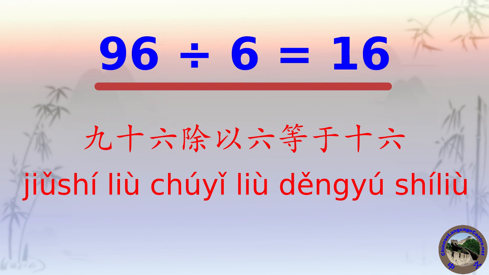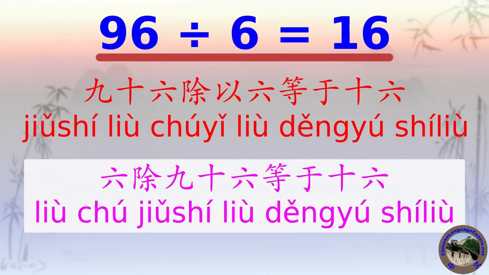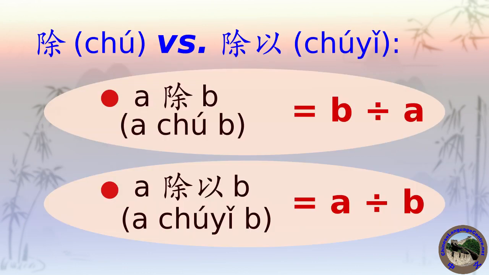We know this equation is read as 96除以6等于16. Can we use 除 instead? The answer is yes. That will be read as 6除96等于16. In summary, 除 and 除以 are completely different.